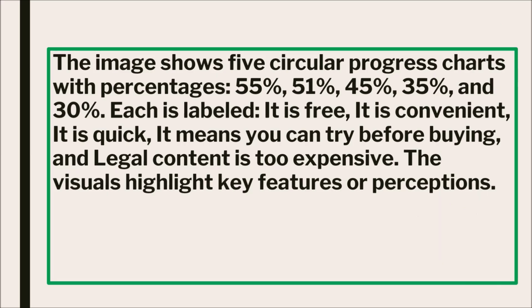The image shows 5 circular progress charts with percentages: 55%, 51%, 45%, 35%, and 30%. Each is labeled: it is free, it is convenient, it is quick, it means you can try before buying, and legal content is too expensive. The visuals highlight key features or perceptions.